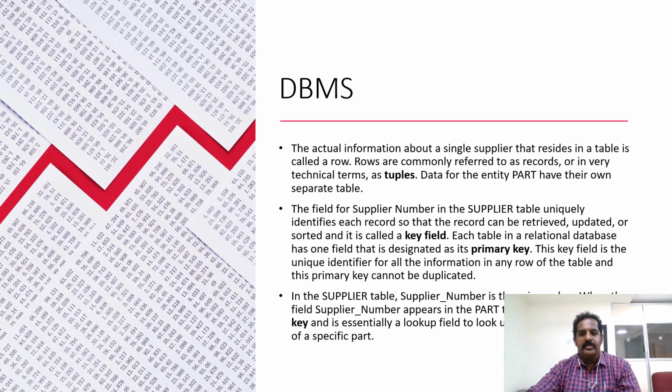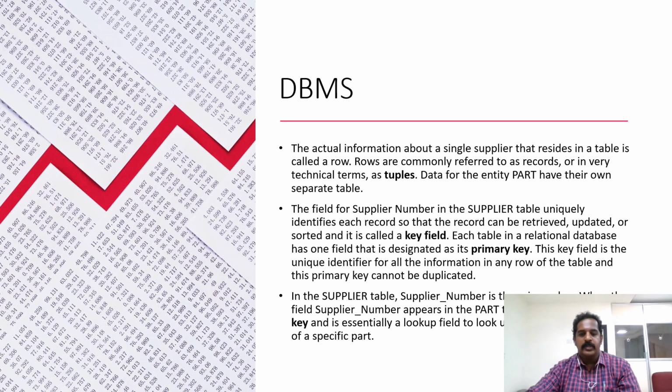Okay, the key field is the unique identifier for all the information in any row of the table, and primary keys cannot be duplicated. In the supplier table, the field supplier number appears in the part table as the foreign key, and is essentially a field to look up the specific part in the supplier table. So the supplier table will have a foreign key to look up a part in the previous figure, like the primary key.